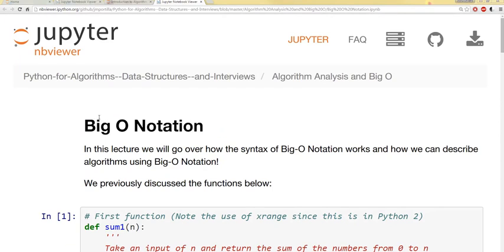Alright, this is the Big O notation notebook. And I recommend that you actually read through this notebook, and then if anything doesn't make sense to you, come back to this video lecture, where we're going to be going over it.